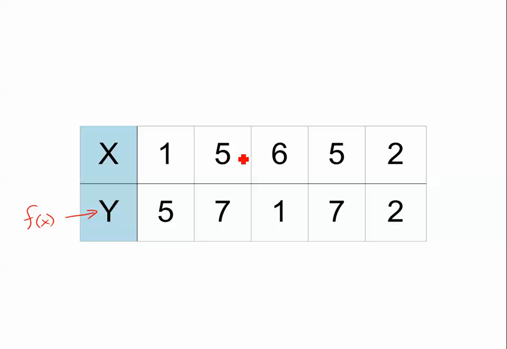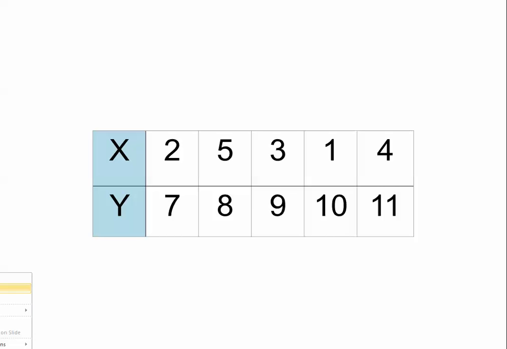Now, the only time it won't be a function is if you have the same input that has a different output. Now this one, if I put 5 in, I'm getting 7 out. So if I put 5 in again, I still get the same 7 out, which means that yes, this is likely a function. There's nothing here to say that it's not. All right, so let's go on to the next one.